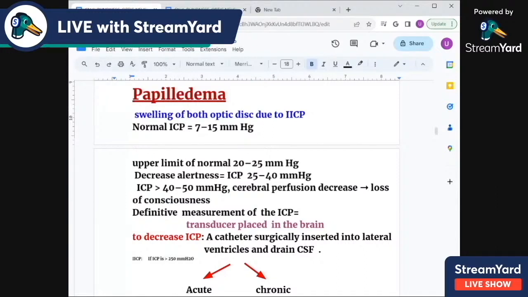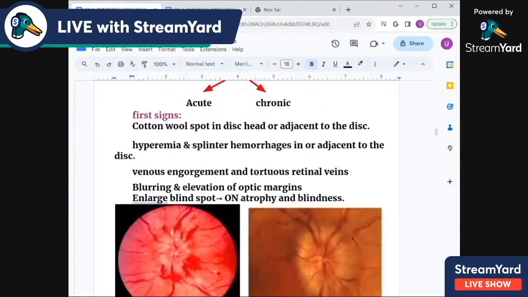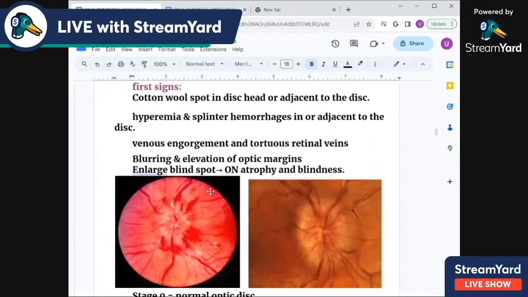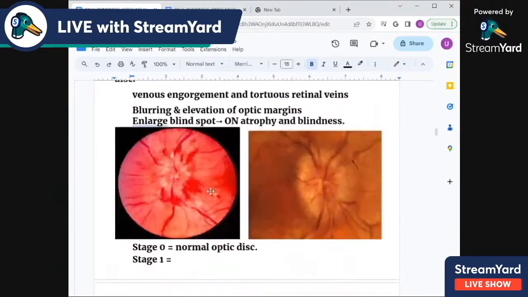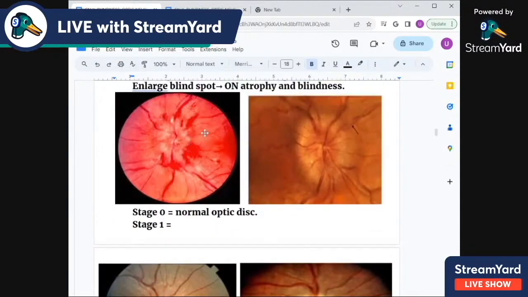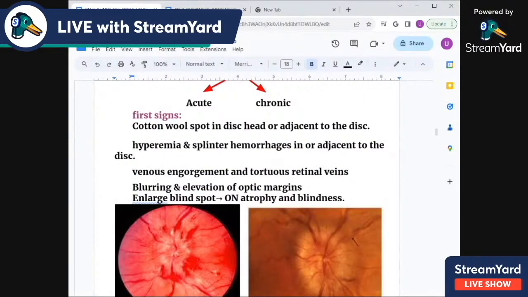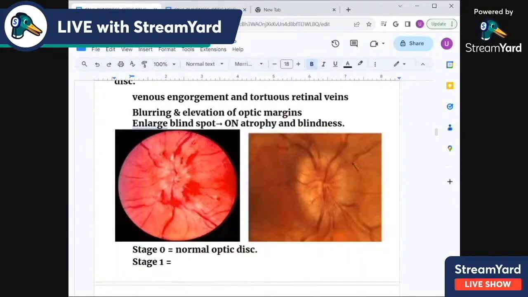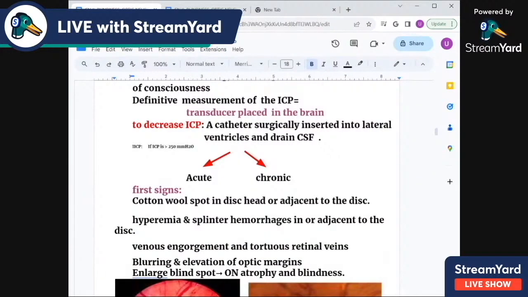And how do we decrease intracranial pressure? A catheter is surgically inserted into the lateral ventricles to drain the CSF. So the features in papilledema may be of the acute state and the chronic state. In the acute state of papilledema, there are hemorrhages, exudates, venous engorgement, cotton wool exudates, and hyperemia. If papilledema develops acutely, the margins become blurred, with blurring and elevation of the optic margin and enlargement of the blind spot.